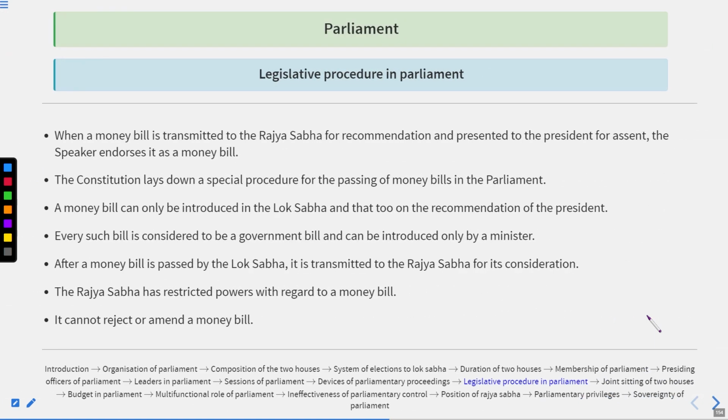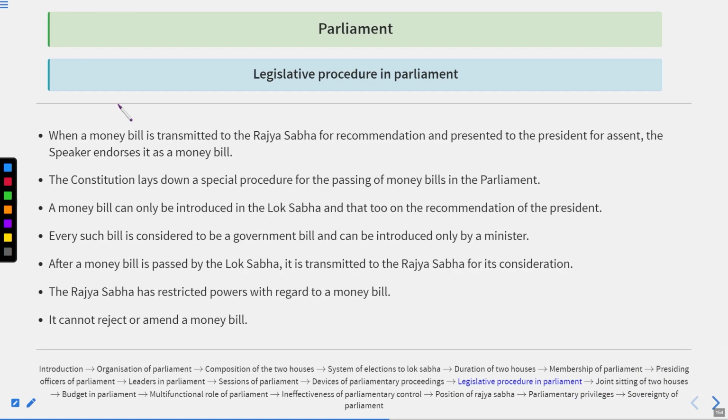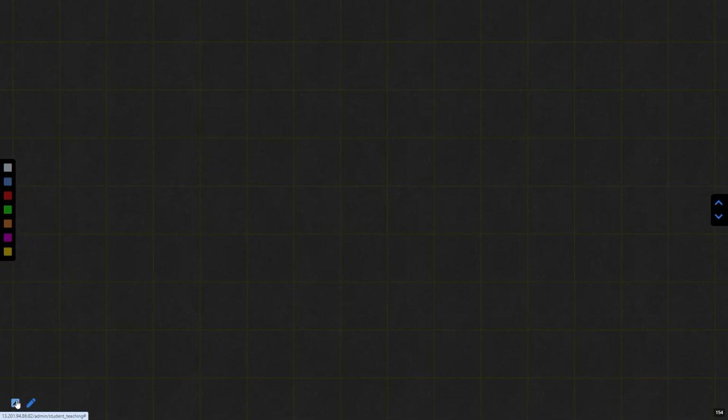Now let's move forward. Here is the procedure that we are going to see. When a money bill is transmitted to the Rajya Sabha for recommendation and presented to the president for assent, the speaker endorses it as a money bill. Here remember one thing which I would like to tell you: if we take the case of an ordinary bill.